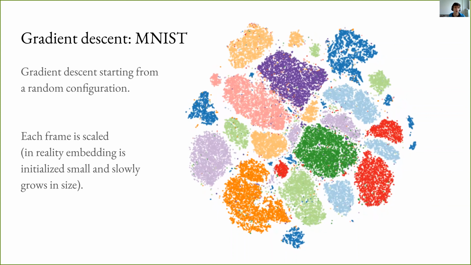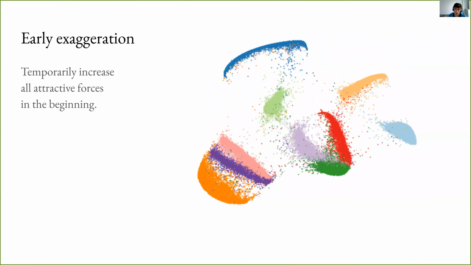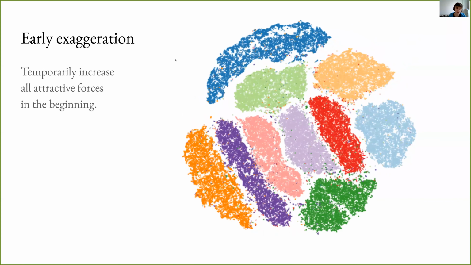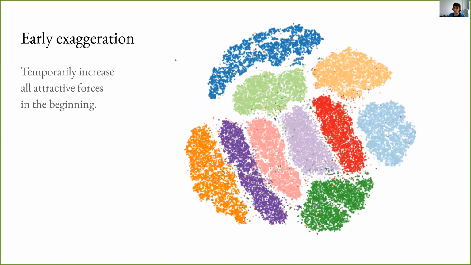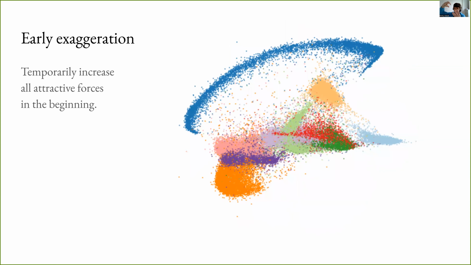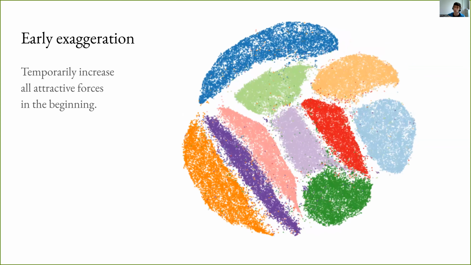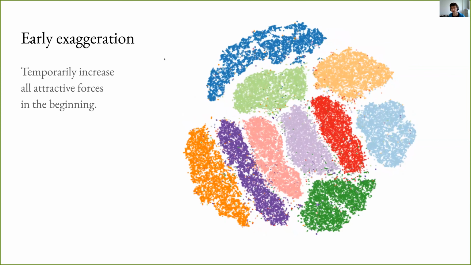So a very powerful trick that was suggested already in the original t-SNE paper was to do something that they call early exaggeration: just increase all attractive forces for some time and then switch it off. And this makes these separated red blobs essentially penetrate the obstacle, tunnel through the wall and merge together. And then you switch it off and then you get the final result.